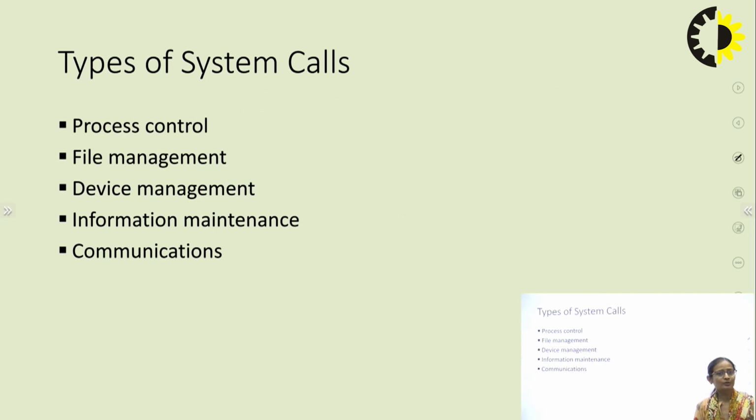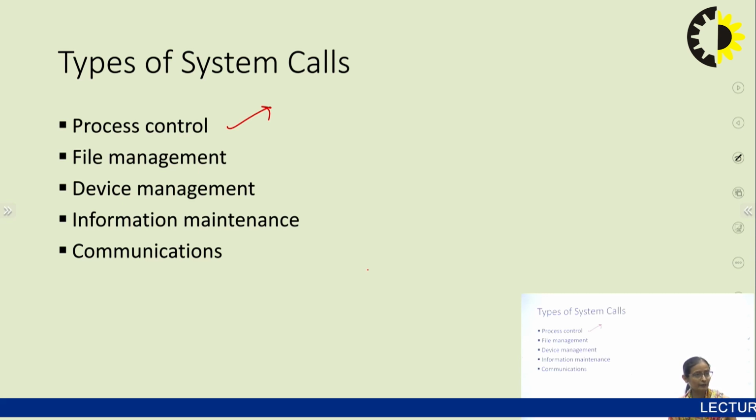So, since we have various OS services, on the basis of the types of OS services, we have various types of system calls. For program execution, we have process control system calls. For file management, we have a separate set of system calls. Then we have device management system calls, information maintenance, communications, and so on. So, these are the basic different types of system calls which are provided by the OS.